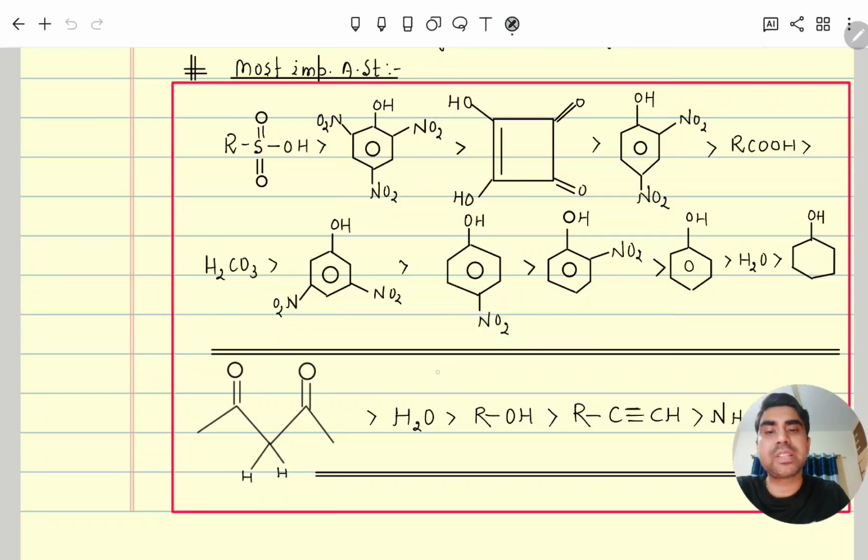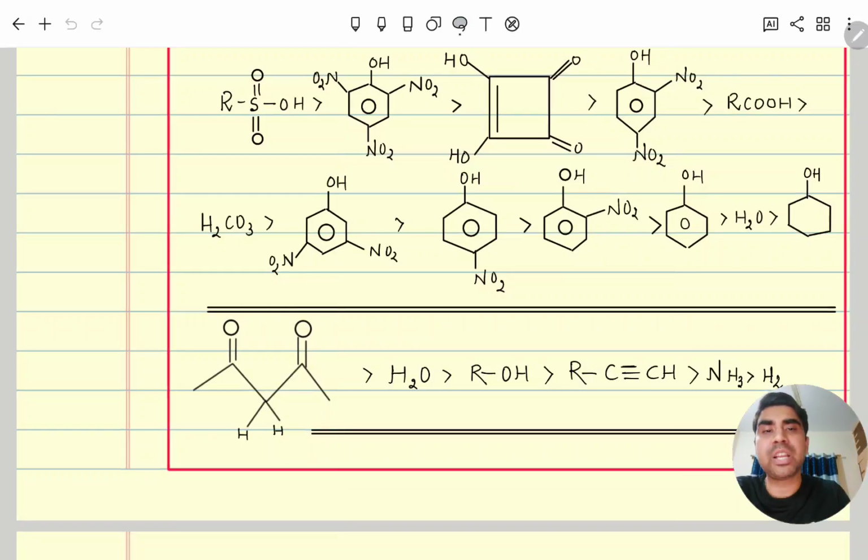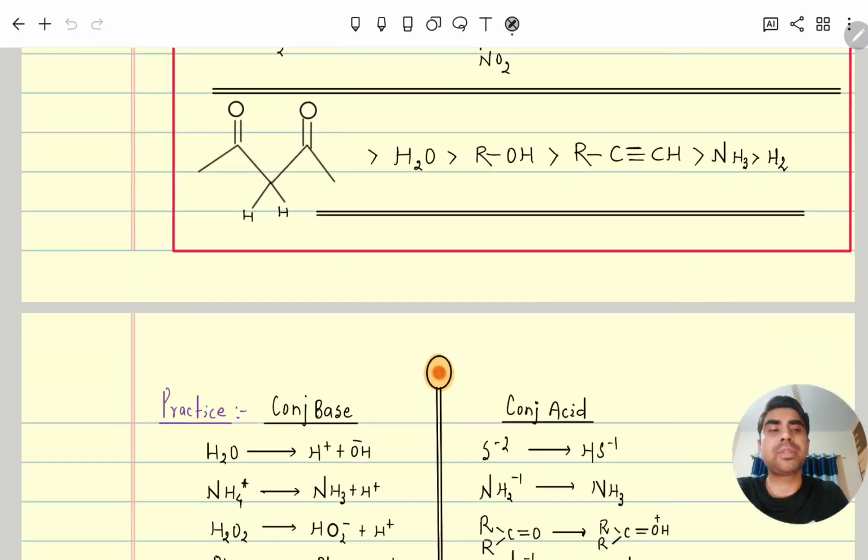Then next, the second acidic strength order. Like here you can see 1,3 diketo. This is the more acidic site, this hydrogen is more acidic. If you take one hydrogen from here, this conjugate base has negative, single, double, negative, single, double, so the acidic strength is higher. Then after water, then ROH, then the triple bond, meaning this hydrogen is acidic. Then after this, all those relatively very weak acids, NH3 and H2. They are not acids, in fact, they are bases.